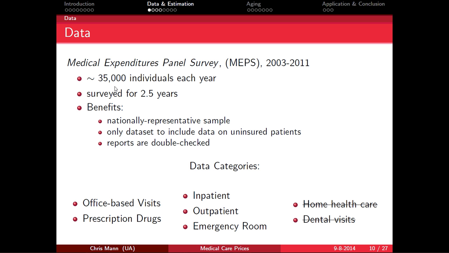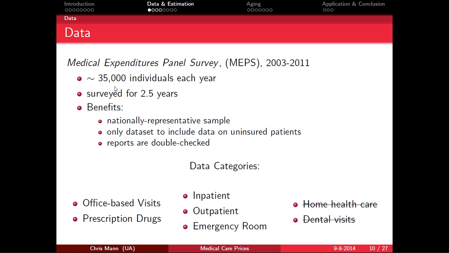Now, the problem with the MEPS, though, is that there are really only about 35,000 individuals each year. And so that means that high expenditure treatments do tend to be underrepresented. So that's just something to be aware of when I'm talking about outliers, that the MEPS may not be the best data set to use for that. However, in order to better compare my results to previous studies, I believe that the MEPS is the optimal data set to use.